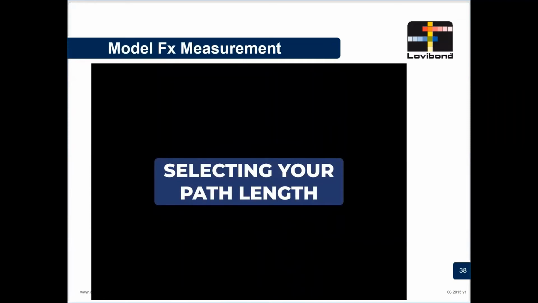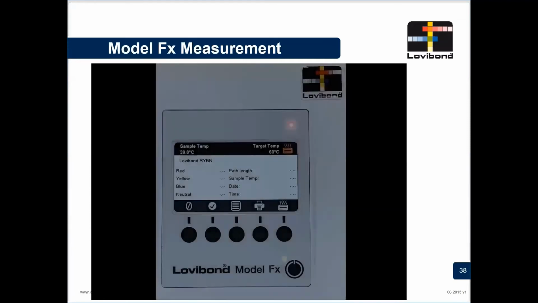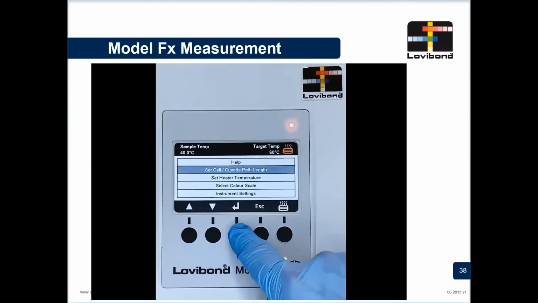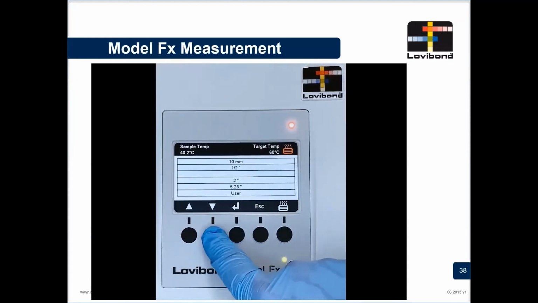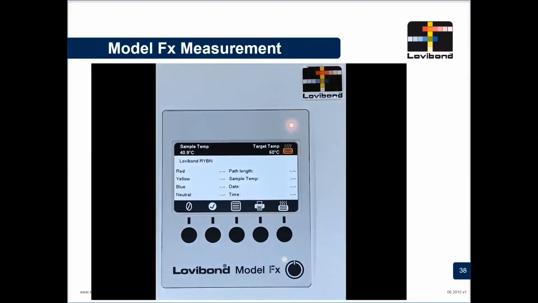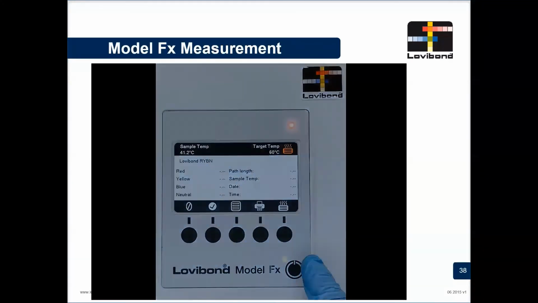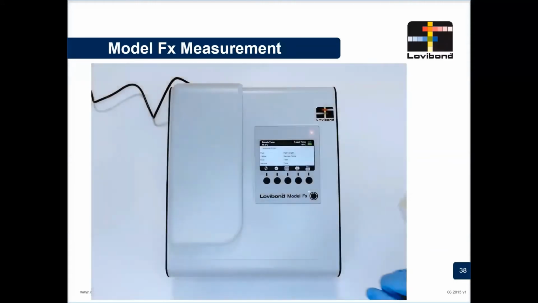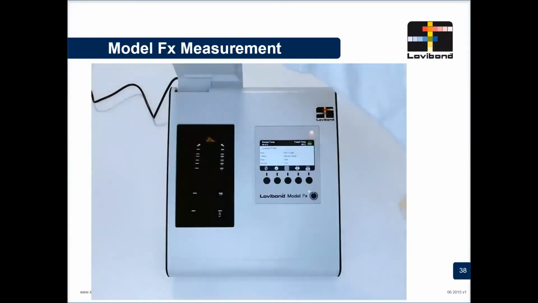And also very similar with the menu. You can choose your path length. Very standard path length, but you also have a user path length if you want to actually put in your own path length. So now, instrument's all set up, right path length, got a heater on if we need it. So we need to take our measurement.